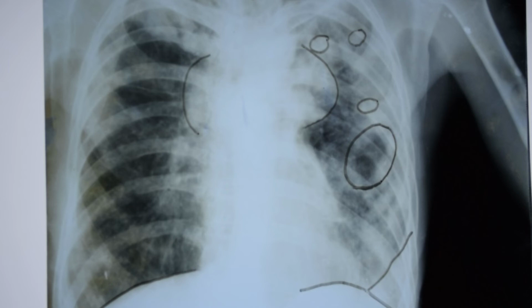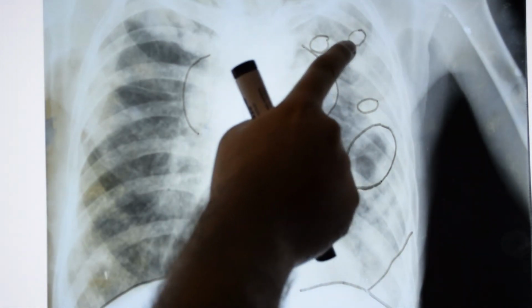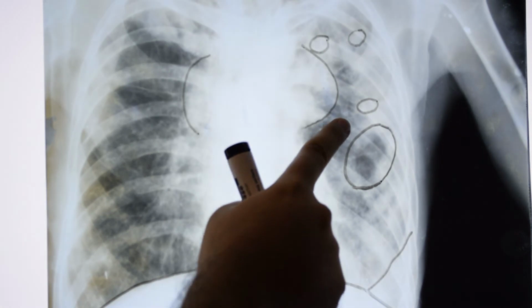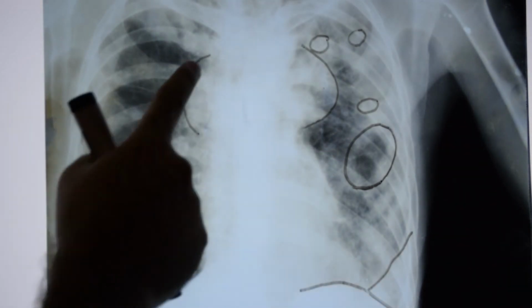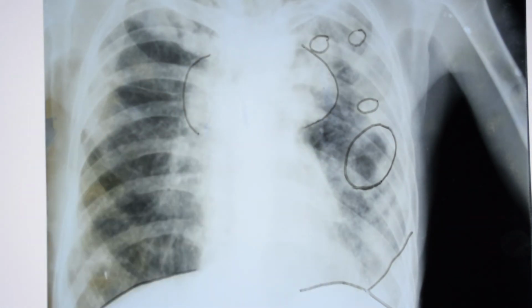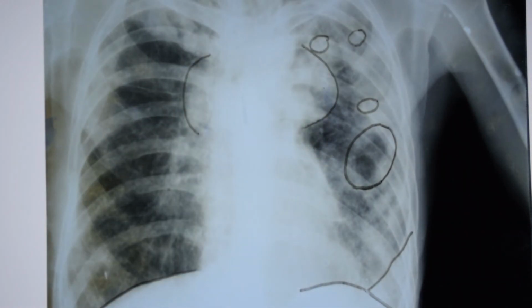So concluding this session, I will say in this X-ray there is a cavity in the mid zone of the left lung. There is patchy consolidation in the upper and middle zone of the left lung, and consolidation in the upper zone of the right lung. There is perihilar congestion in both lungs, and there is blunting of the left costophrenic angle. Most likely this is pleural effusion.